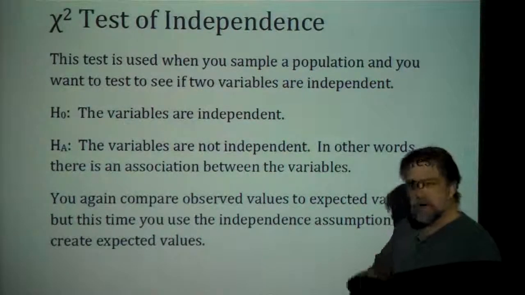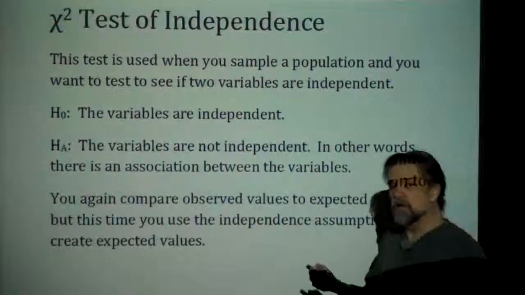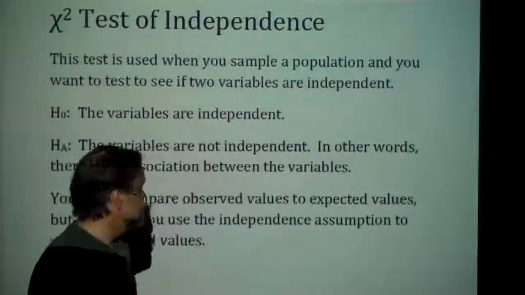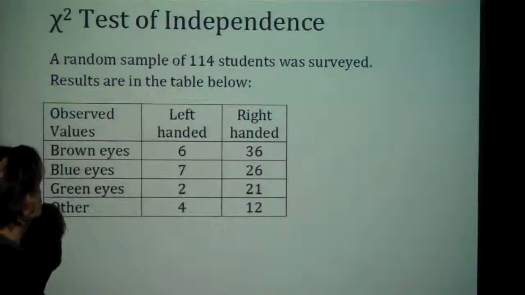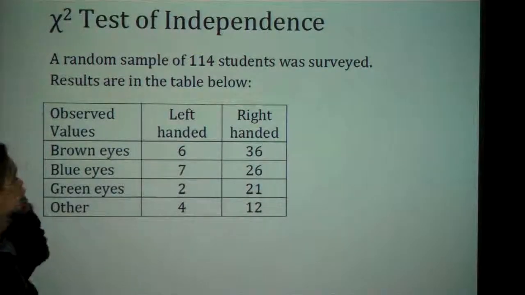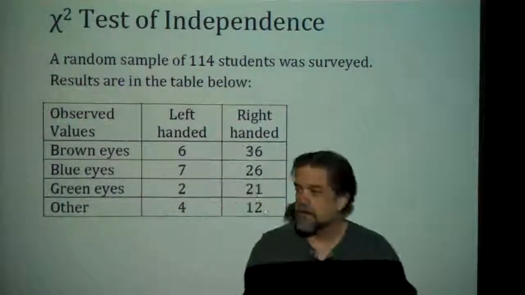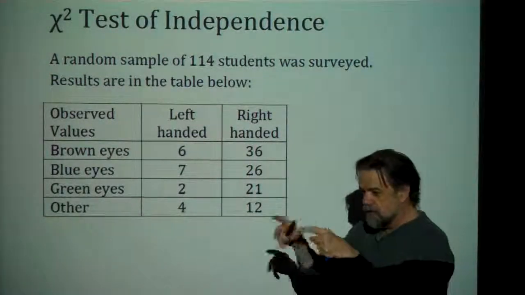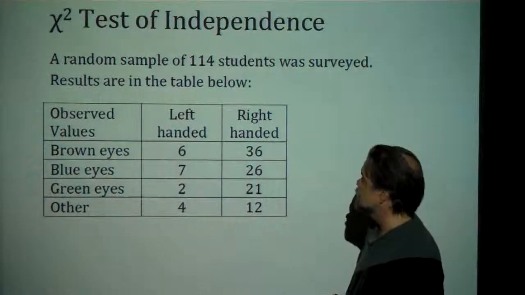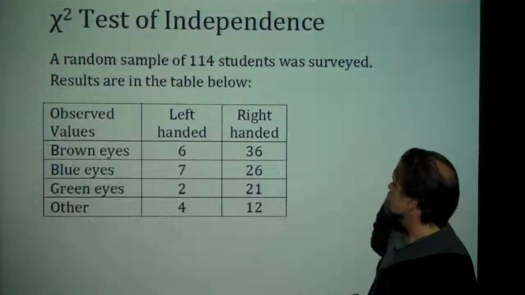Okay? Now again, we're going to be comparing observed values to expected values, but this time we come up with the expected values using the assumption of independence. Okay? Now let me tell you what I'm talking about. Let's say that we look at 114 students, and we check out what color their eyes are, and whether they're left-handed or right-handed. Okay? So we just grab 114 students, and then we categorize them all. We collect this data. And here are the data that we get, okay?